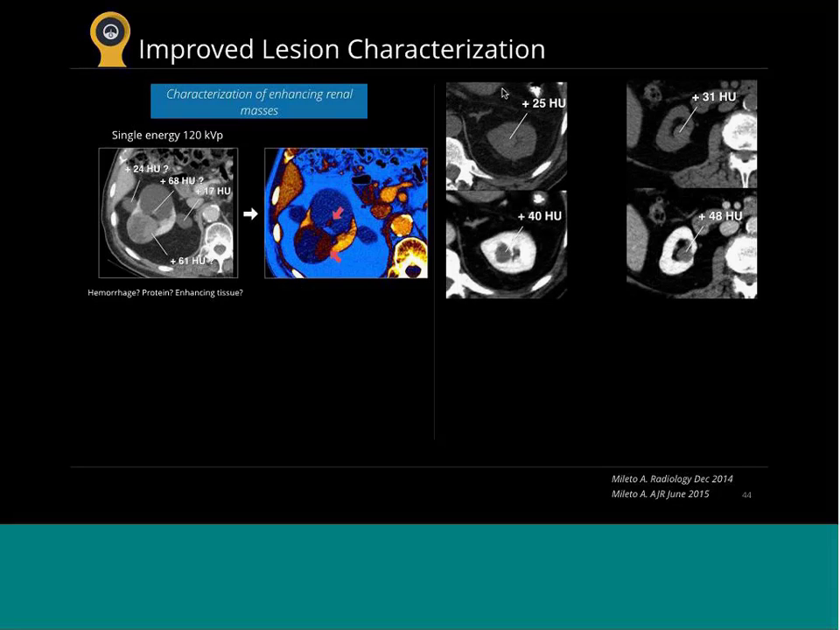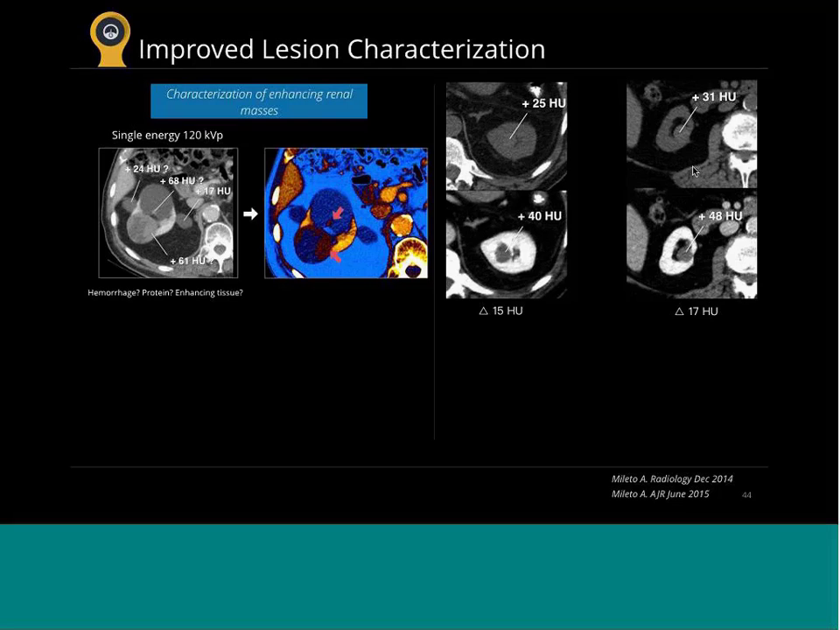Additional examples. True unenhanced, post-contrast, different patients. 25 on the true unenhanced, post-contrast shows 40. This one shows 31 on the true unenhanced, pre-contrast, and then 48 on the post-contrast. So that gives a difference of 15 and 17. Most people would call this benign. Most people would call this benign. Attenuation measurements are not always accurate.